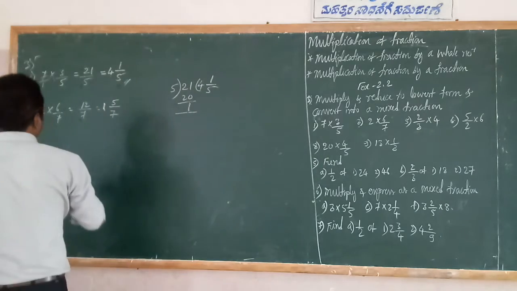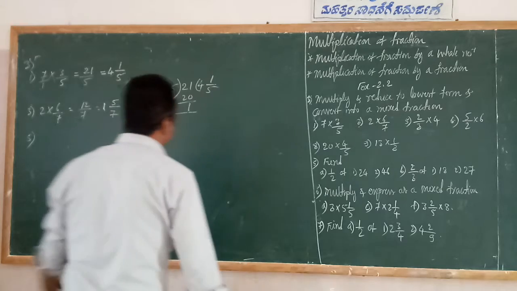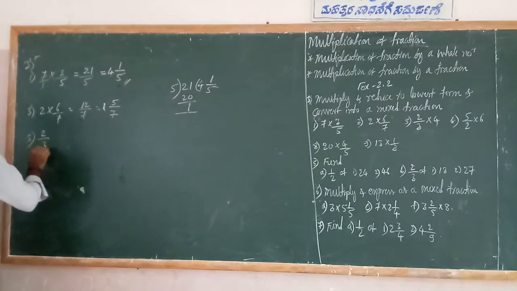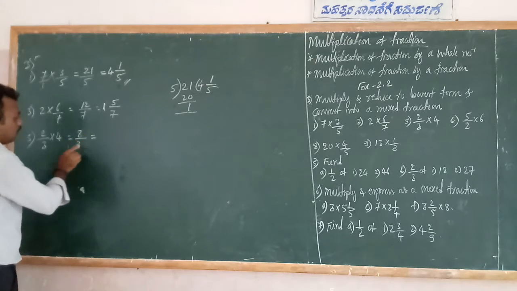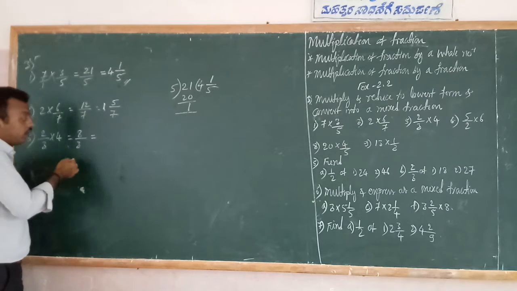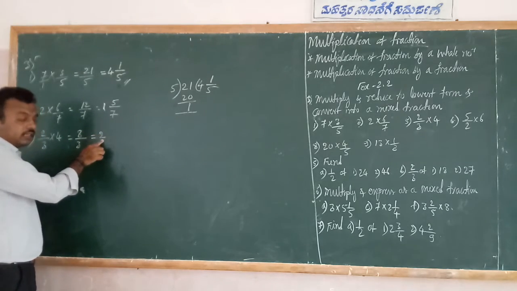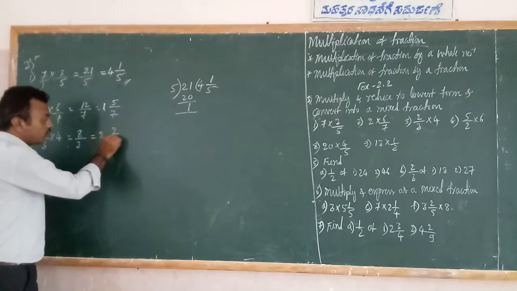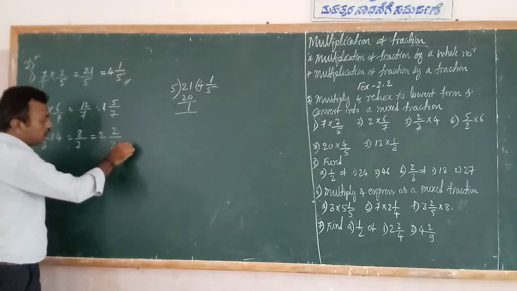Fifth one, I will go to question number 5. What is question number 5, students? 2 by 3 into 4. 3 and 4 is not going, 2 and 3 is also not going. 2 and 4 we have to multiply: 2 4s are 8, and 3 as it is. So 8 by 3 is the lowest form, and it will convert into the mixed form. 3 2s are how much? 6. What is the remaining here? 2. What is the denominator? 3. 2 by 3 is the mixed form.